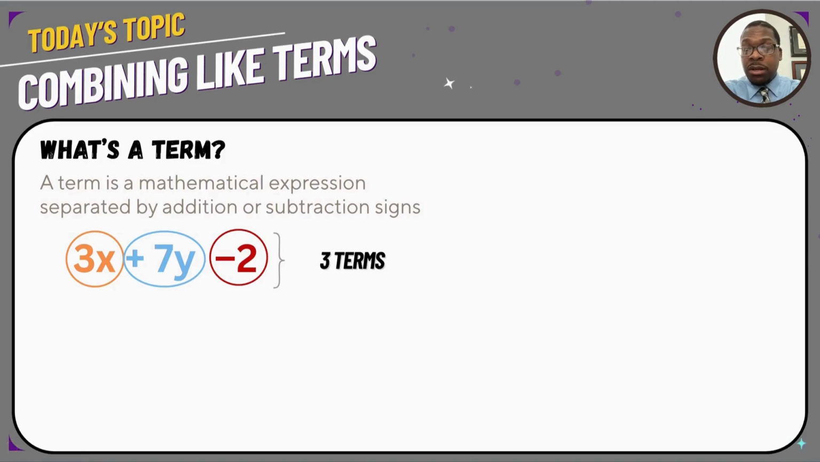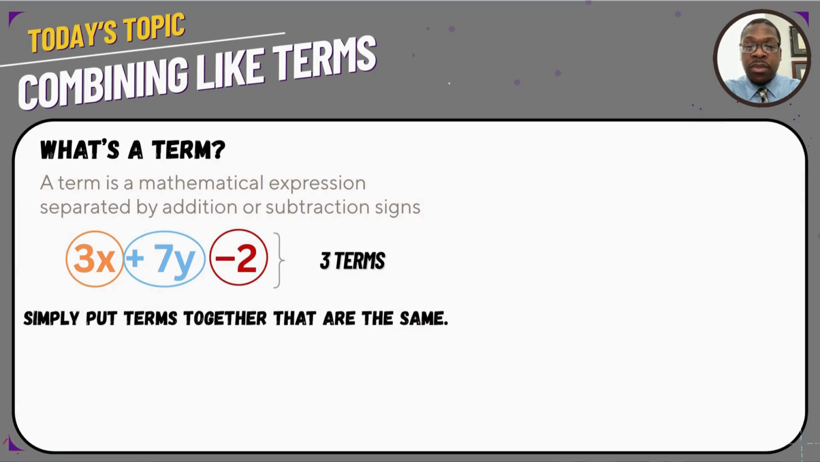Now, I put them in different colors for a reason, so you could see that all of them are different from each other. We have an x, 3x, we have a y, positive 7y, and then we have a regular number, negative 2. All of them are different and distinct and cannot be combined because they are not exactly the same as each other. X's only want to combine with other X's, Y's only want to combine with other Y's, and regular numbers only would combine with other regular numbers. So when we think about combining like terms, what we want to do is put things together that are the same.